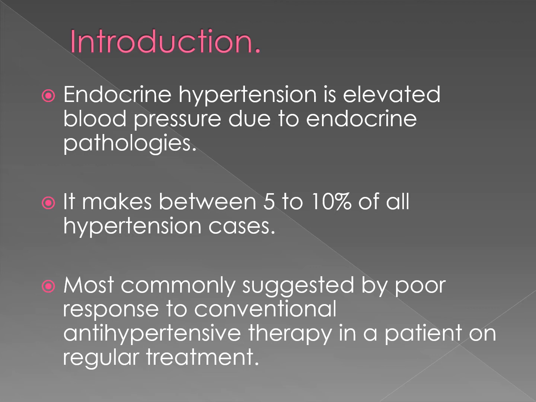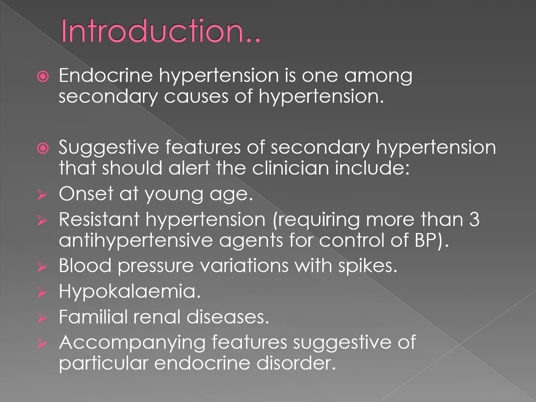Secondary hypertension is most commonly suggested by poor response to conventional antihypertensive therapy in a patient who is on regular treatment. Features that may suggest secondary hypertension, including endocrine hypertension, should alert the clinician and the patient. These include onset of hypertension at young age, blood pressure variation with spikes, electrolyte imbalances, particularly hypokalemia, familial kidney diseases, and resistant hypertension, meaning that you require more than 3 antihypertensive agents for controlling blood pressure.